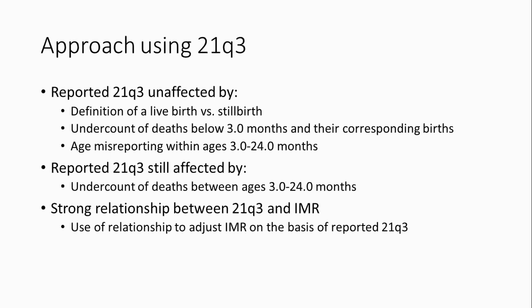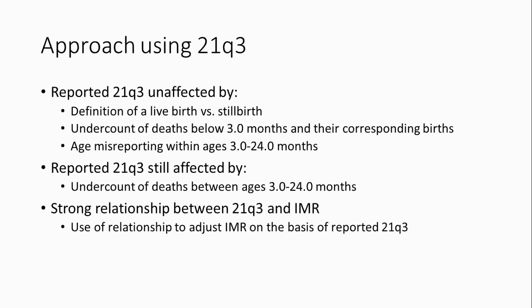Basically, what we can see from basic demographic methods is that the reported 21Q3 will be unaffected by definitional problems of the live birth definition. It is not going to be affected by undercounts of deaths below 3 months and the corresponding births. And it's also a measure that is not affected by whatever age misreporting is occurring between 3 months and 24 months. So any transfer within that age range does not affect that observed probability.